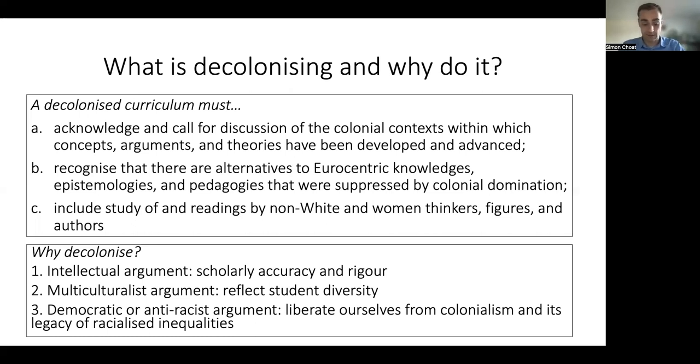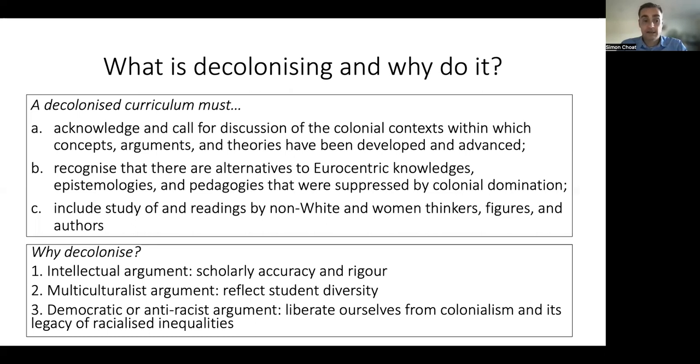of non-white thinkers. So very broadly speaking, what we're thinking about here is the politics of knowledge production. So what counts as knowledge and whose knowledge counts? What and who are included or excluded, and why? As for why we should decolonize, numerous normative arguments have been put forward in favor of decolonizing the curriculum. We've highlighted three at the bottom of the slide here.